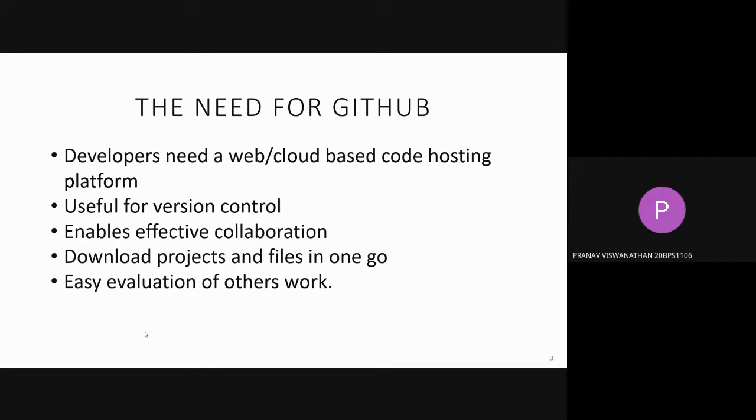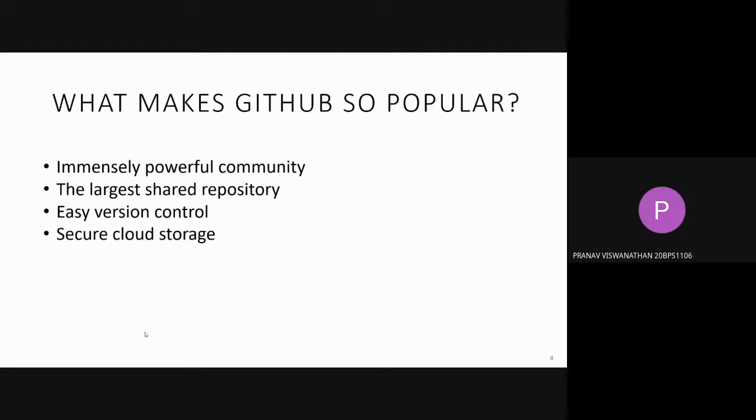So why exactly is GitHub more popular than alternatives like GitLab and Bitbucket? First off, GitHub has an extremely powerful community, and it's backed by really big companies like Microsoft and IBM. It's also the largest shared repository in the world. Again, version control on GitHub is extremely useful, and GitHub also provides secure cloud storage. So small companies and small projects don't have to worry about security at the moment.